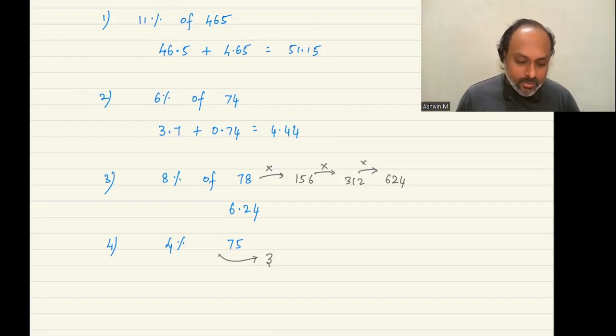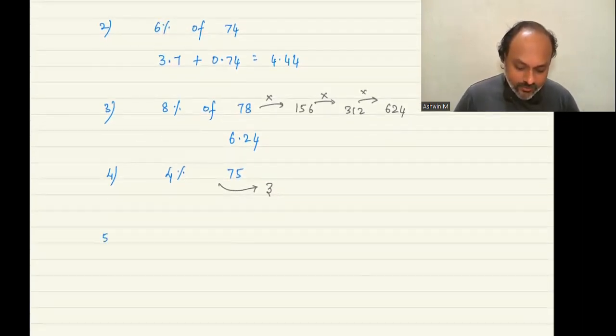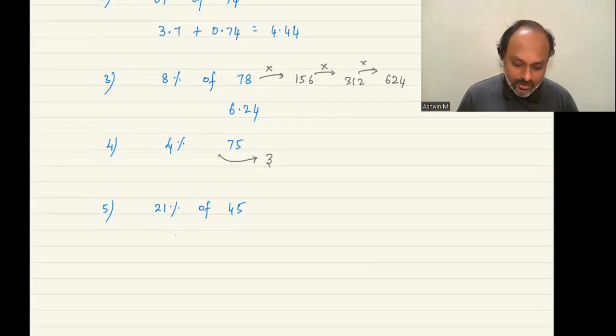Okay. Now I'll give you a case like this. See if you can understand this part. So 21% of 45. If I want 21% of 45, what I'm going to do is simply write it as 9 plus 0.45, 9.45. See how quick this is.